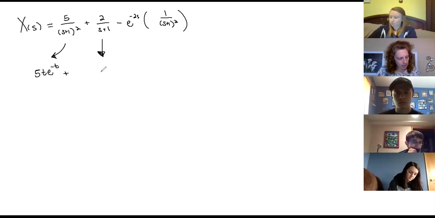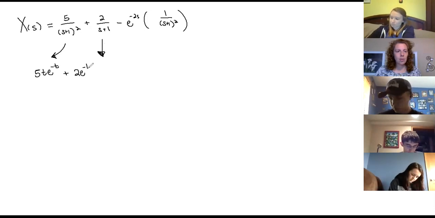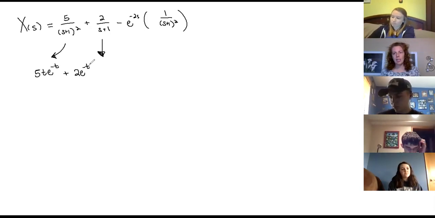Second one is the top entry in the second column. So 2 e to the negative t, top entry in the second column, and I have a 2 out in front, 2 e to the negative t. Okay. Third one has that e out in front.